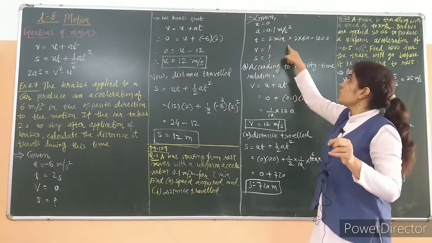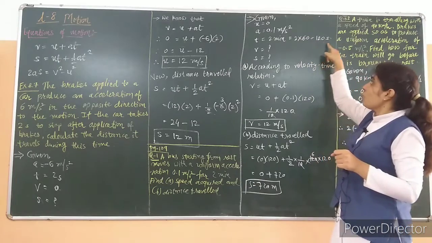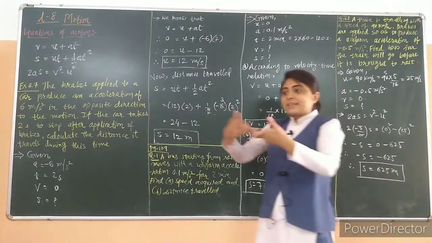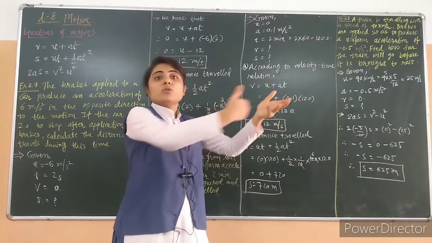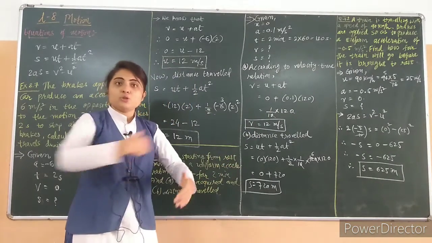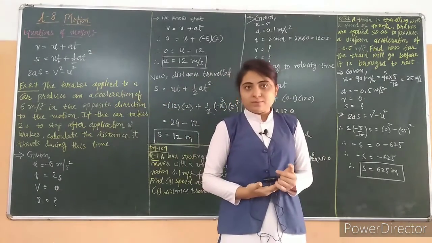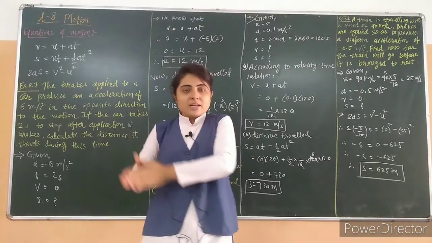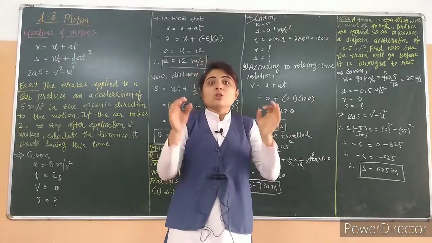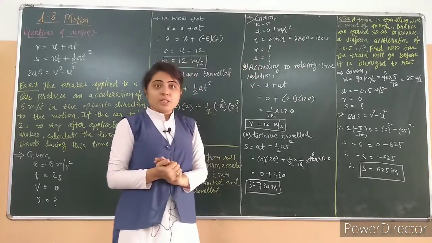2 minutes. t is equal to 2 minutes. It is not the standard unit, so we need to convert. 2 into 60 is equal to 120 seconds. Find the speed acquired. So by this acceleration, after 2 minutes, what will be the speed of the bus? The speed acquired and the distance traveled during these 2 minutes we need to find. Speed acquired means the final velocity. Initially the bus is at rest. Now after applying acceleration, the speed is acquiring some final velocity. So that final velocity v and s we need to find.